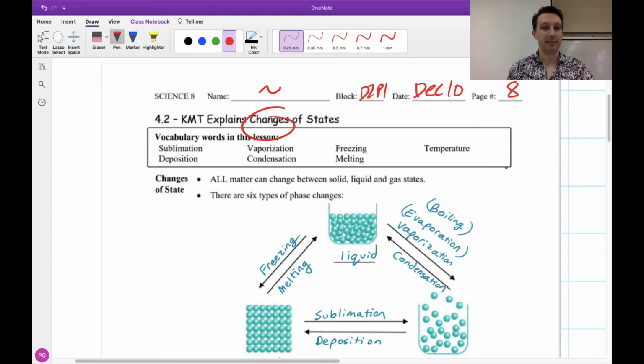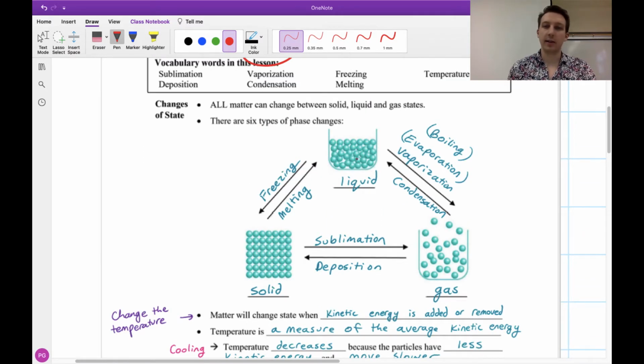So we've got our three different states, solids, liquids, and gases, and matter can change between solid, liquid, and gas states. And that means there are 6 types of phase changes. Basically, going from solid to liquid, liquid to solid, solid to gas, gas to solid, gas to liquid, and liquid to gas. So, from solid to liquid, we call that melting, and the other way is freezing. So think about melting ice into water, and then freezing water into ice.